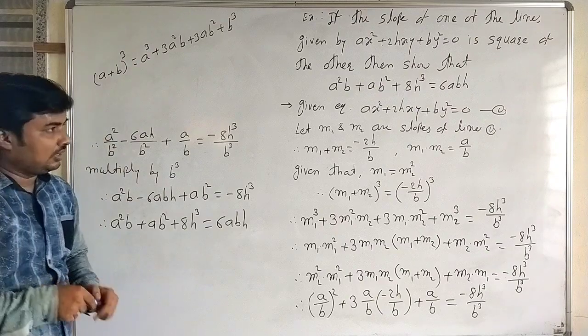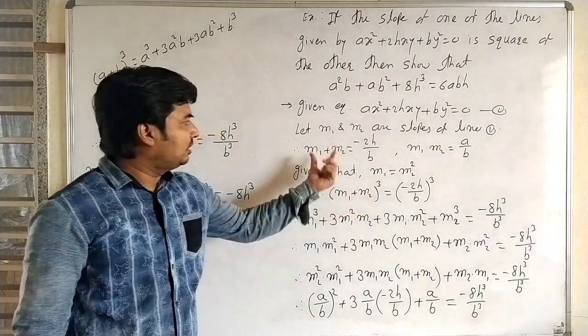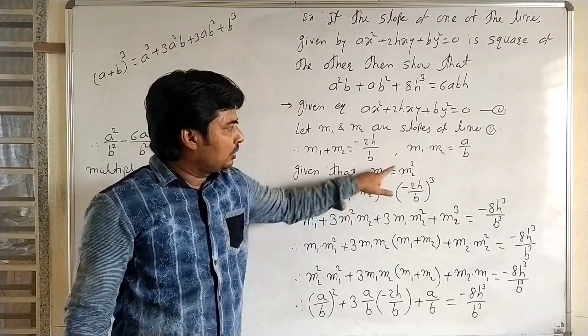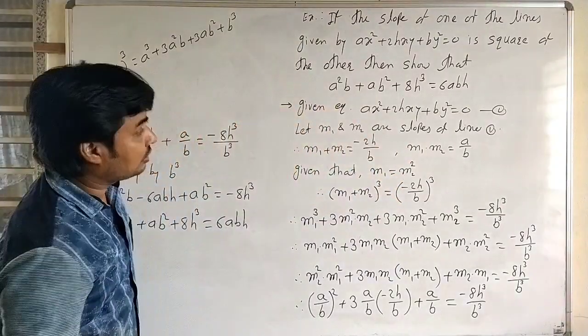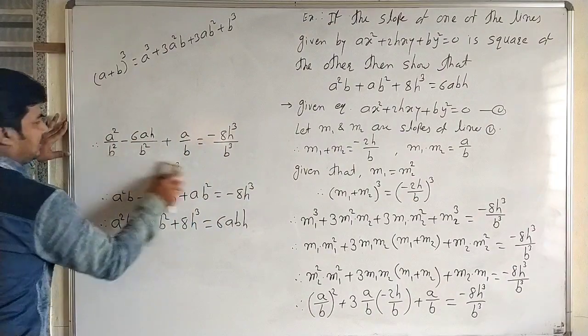It is the proof. Okay, see carefully, we use here a plus b whole cube expansion and three relations: m1 plus m2, m1 into m2, and it is given in the problem m1 is equal to 2 m2, sorry, m1 is equal to m2 square. Okay, now next example.